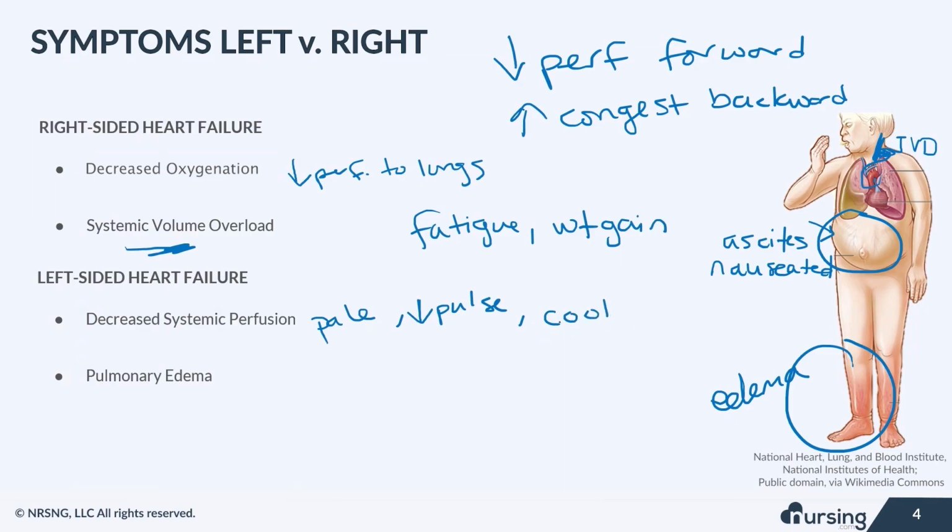So signs of decreased perfusion. And then we see the congestion happening in their lungs. That's that congestion backwards from the left side of the heart goes into the lungs. So we're going to see pulmonary edema. So you see they're going to have a cough, right? Their sputum's going to be pink and frothy because of that extra blood flow within the lungs.